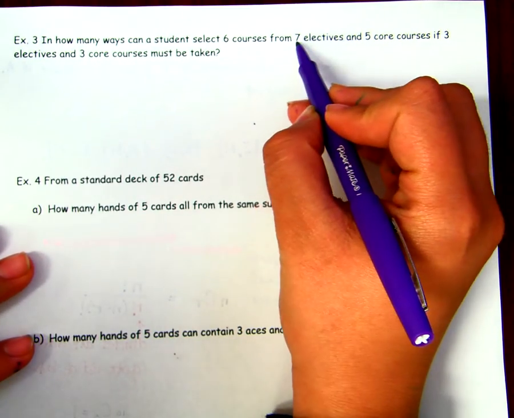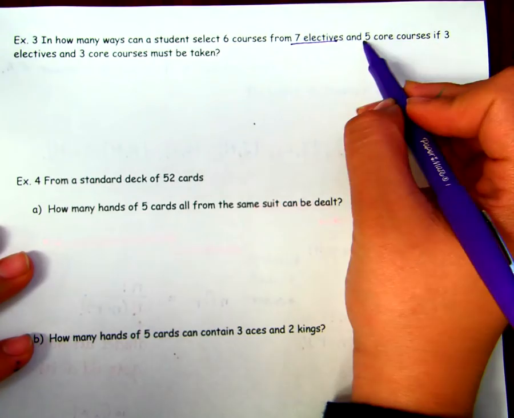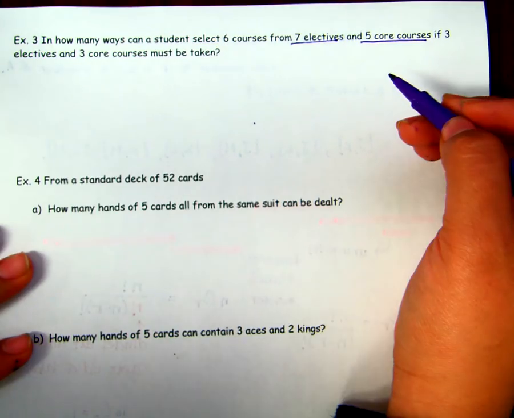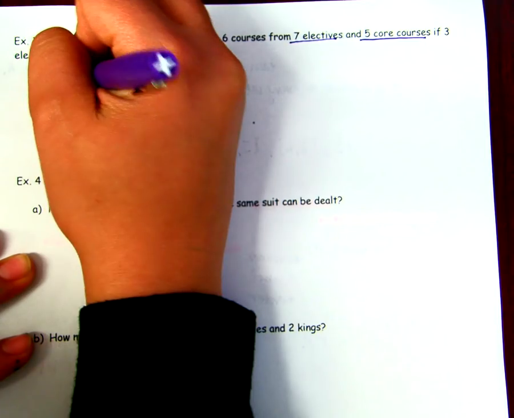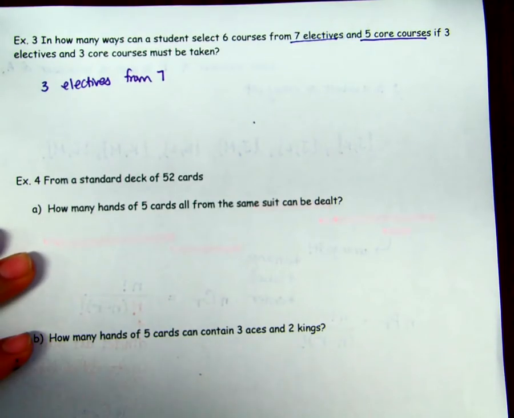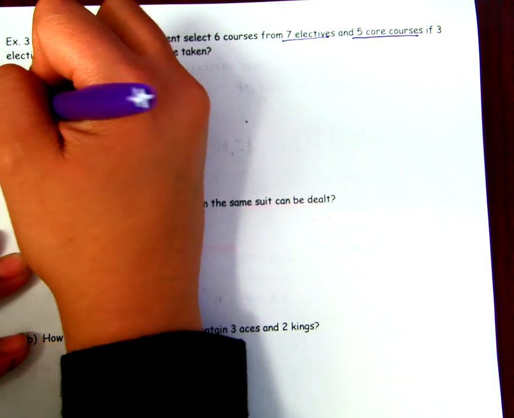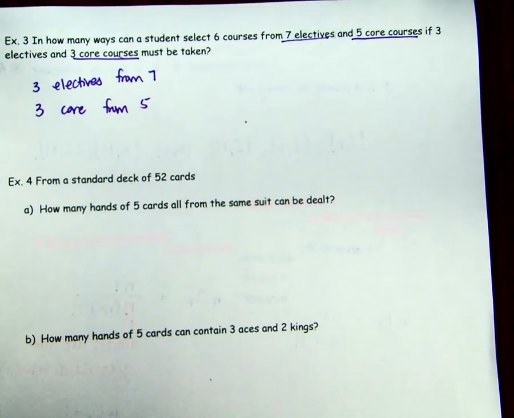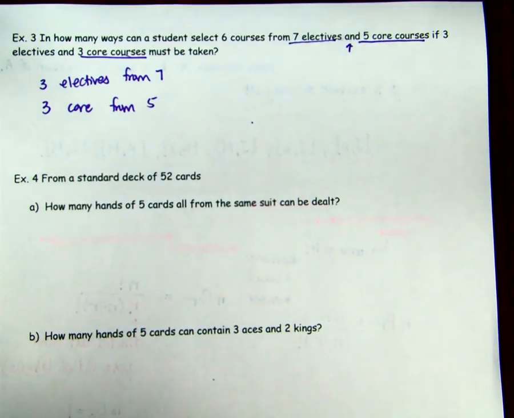Now, there's 7 electives that are available and 5 core courses that are available. Out of the 7 electives, 3 electives must be taken. So 3 electives must be taken from the 7 electives that are available. And 3 core courses must be taken from the 5 that are available. And together you'll have a schedule of 6 periods. Now the keyword here is also and. You have to choose this and that. You must have 6 periods.